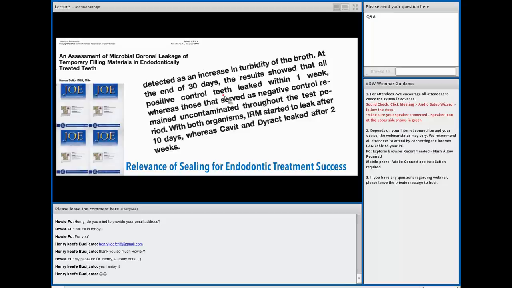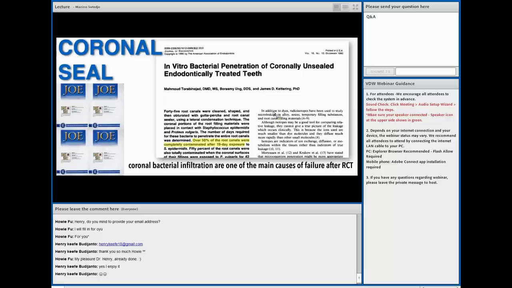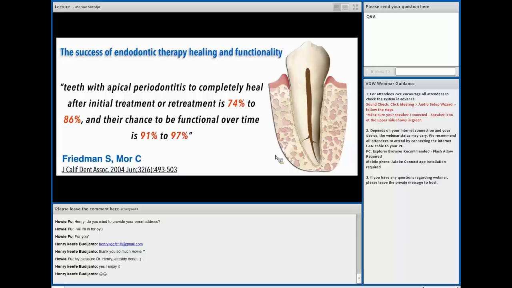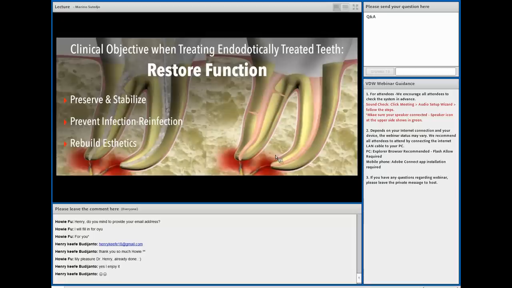if we don't close in a correct way, definitely there is a leakage, and the bacteria will grow back and penetrate our work that has been done correctly, because coronal bacterial infiltration is one of the main causes. So we are not thinking only about the bacteria that persist inside our root canal, but also the problem of failure also caused by the coronal bacteria entrance that is usually caused by bad restorations. Friedman in 2004 said that the chance for teeth with apical periodontitis to completely heal after initial treatment or retreatment is 74% to 86%, and their chance to be functional over 10 years is 91% to 97%. And this can be completely achieved if we also apply a correct restoration.